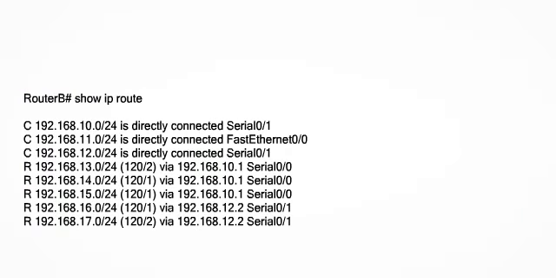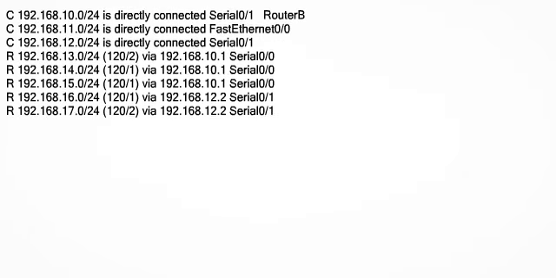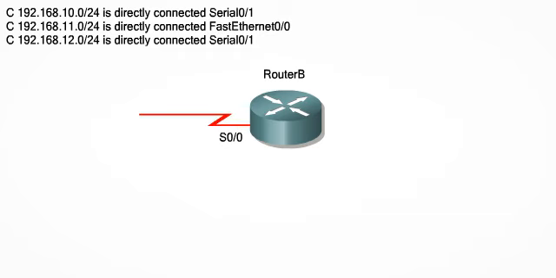Now let's begin constructing the topology line by line. The directly connected networks are easiest, so let's do those first. The first line starting with the letter C tells us that there is a network directly connected to this router. So let's add that network onto router B's serial 0/0 interface. We also know that this is the 192.168.10.0/24 network and can add that label to the topology.